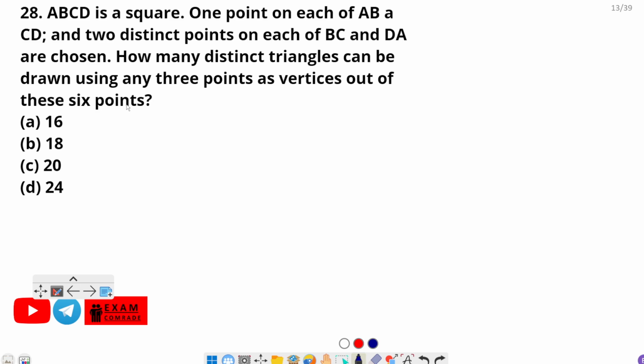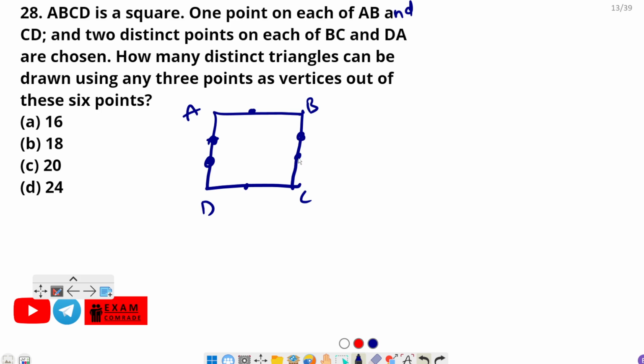Okay, next question. ABCD is a square. 1 point each on AB and CD. 2 distinct points on each of BC and DA. Here is a point. Here is a point. How many distinct triangles can be drawn using any of the three?